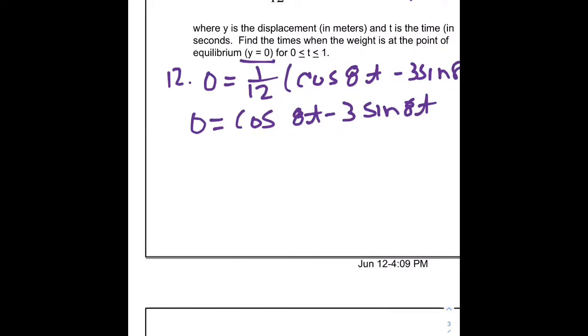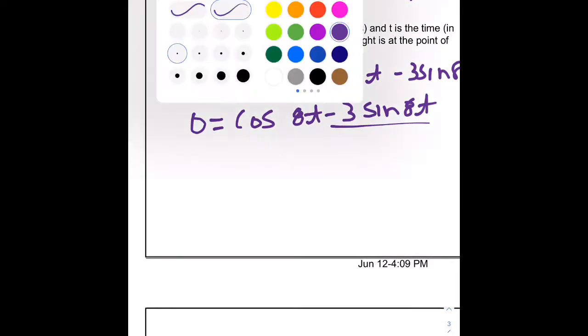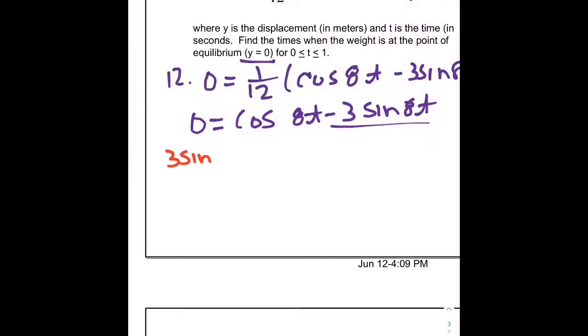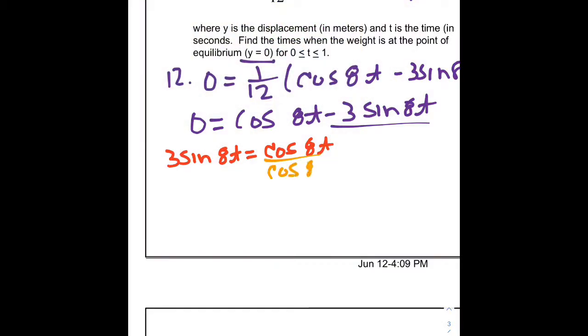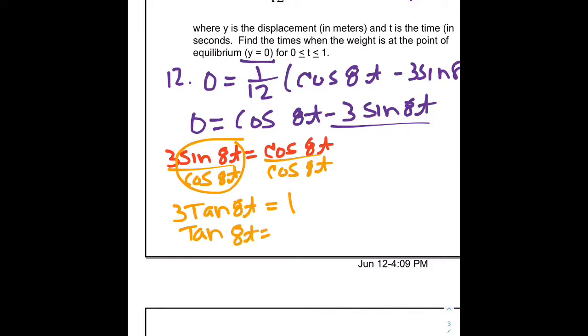I'm going to go ahead and bring the 3 sine 8t to the other side just so we make everything positive. So I have 3 sine 8t is equal to the cosine of 8t. So I now am going to divide both sides by the cosine of 8t. And if you're wondering, why would you do that? Because I'm not going to lose solutions. You can use your quotient identities and rewrite that as 3 tangent 8t equals 1. So now the tangent of 8t is equal to 1/3.